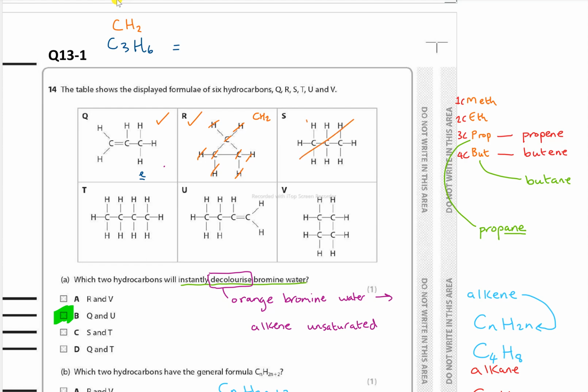This is not, and this is not. So this has got 1 carbon, 2 hydrogens, 1 carbon, 2 hydrogens, 1 carbon, 2 hydrogens, 1 carbon, 2 hydrogens. So that's got a CH2 empirical formula. You can see that repeating itself. Right, so I get 4.